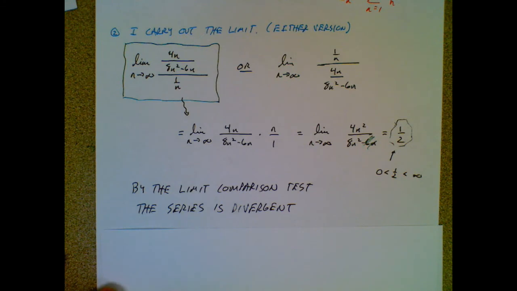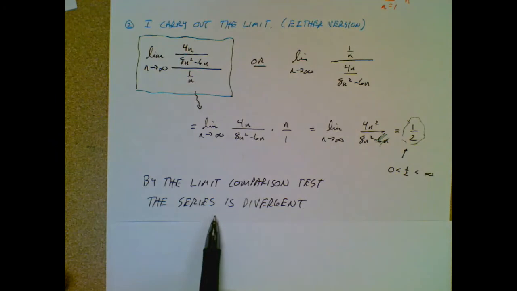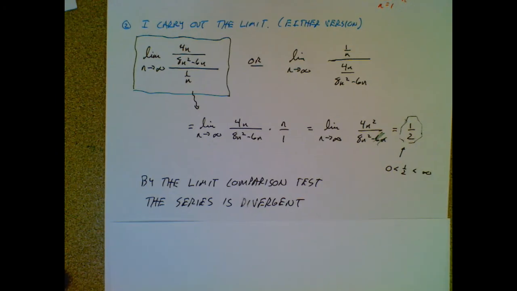Since it's the golden zone, I can know that both series share the same characteristics of convergence or divergence, and so I chose a divergent comparison series. That means my actual series is also divergent. Woo! Not bad at all.